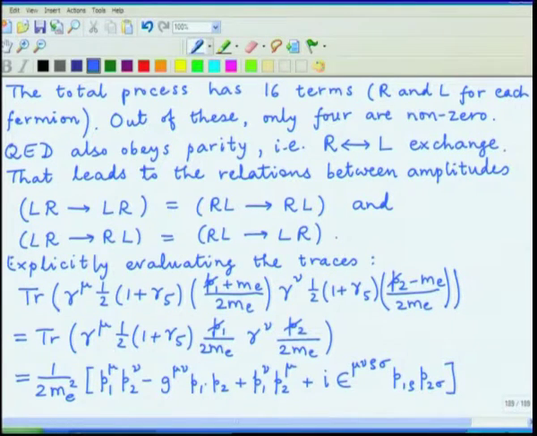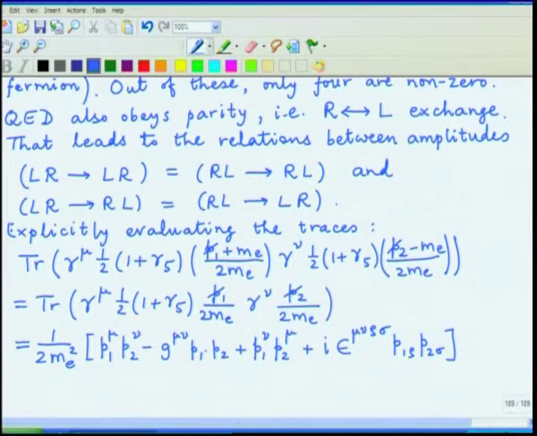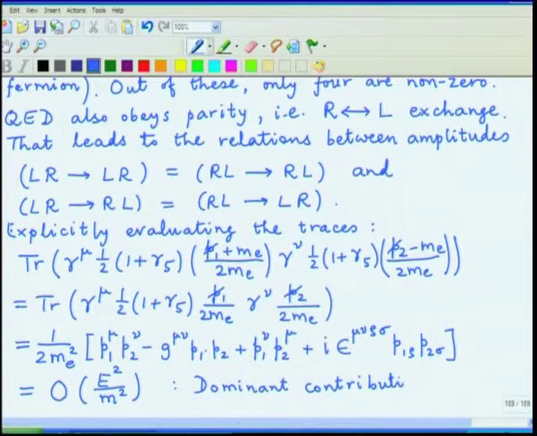So, this is the dominant part of the contribution. In terms of magnitude, it is order E square divided by m square, and this is the dominant contribution.